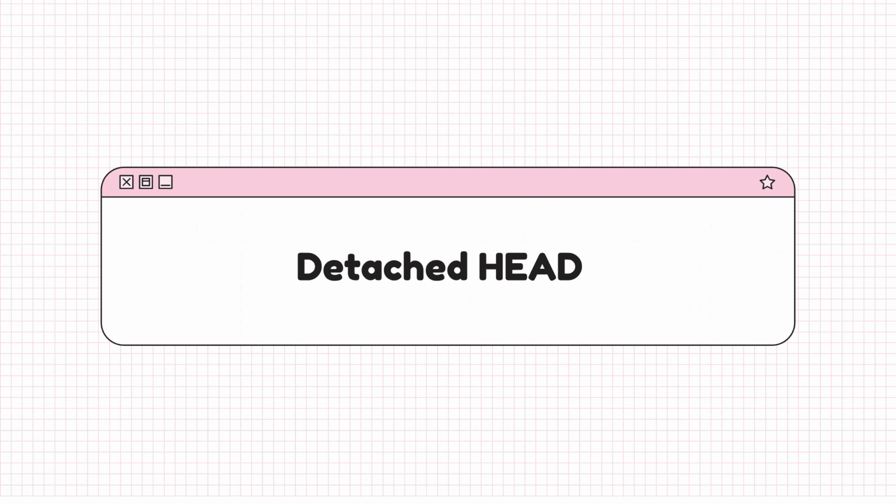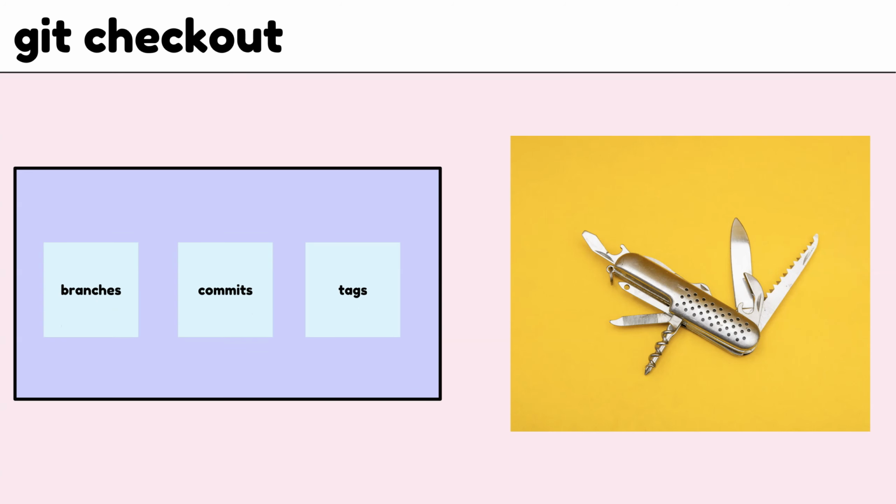I've mentioned that head can also point to a specific commit. When this happens, we call it a detached head in Git. Remember from my previous video that git checkout can be used to switch to a new branch? Well, git checkout is like a Swiss Army knife in Git because it can also perform other actions. With git checkout, you can also check out the specific commits or even tags. This is the main reason why git switch was created because git checkout has a lot of use cases.